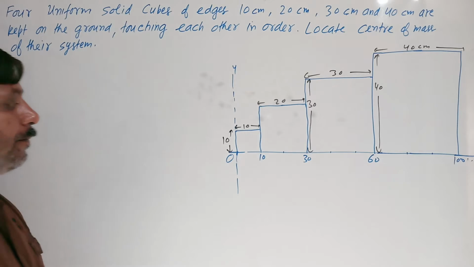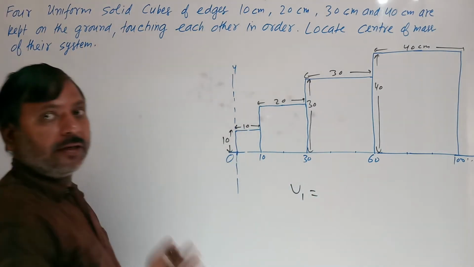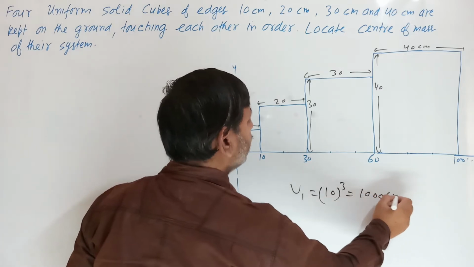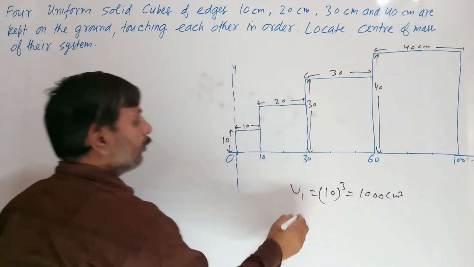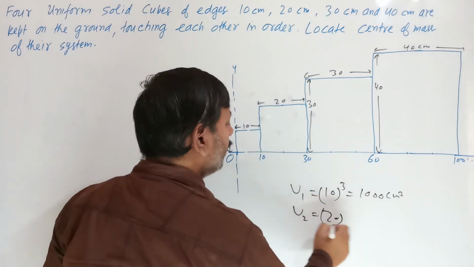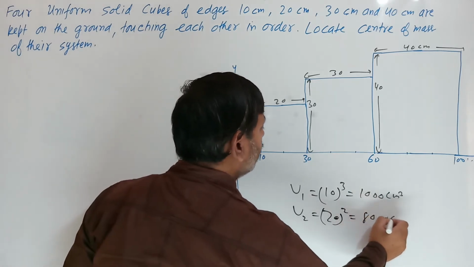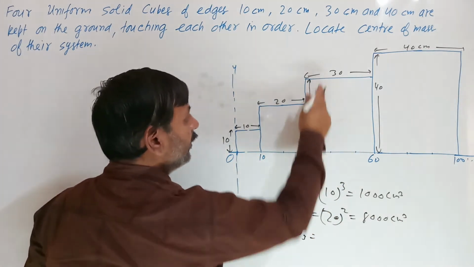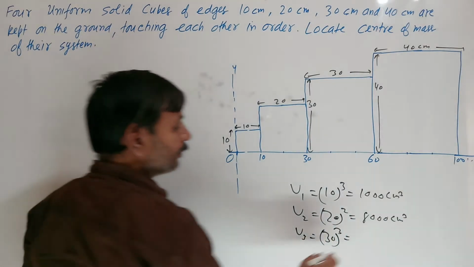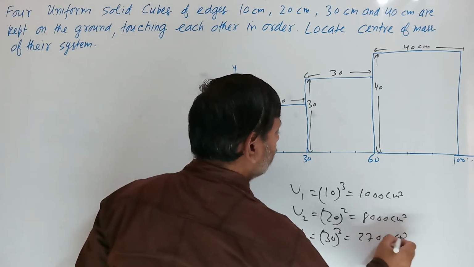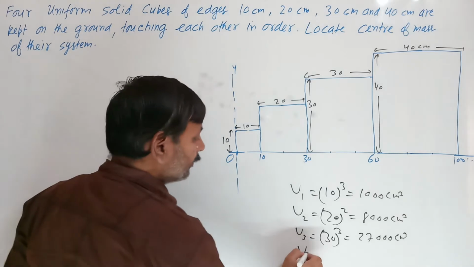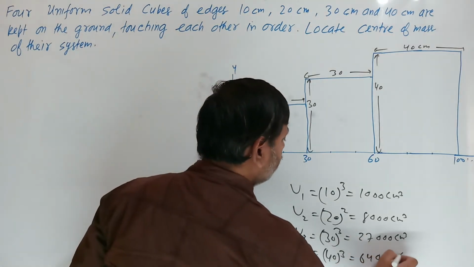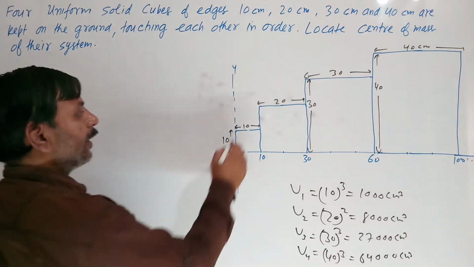What will be the volume of the first cube? Volume is equal to a cube, so 10 cube, 1000 cm cube. The volume of the second is 20 cube, 8000 cm cube. The volume of the third cube is 30 cube, 27,000 cm cube. And the volume of the fourth is 40 cube, 64,000 cm cube. Suppose the mass of this is m.